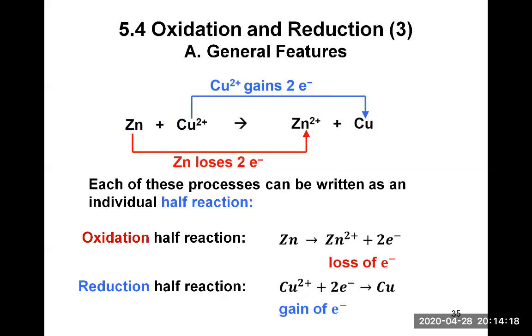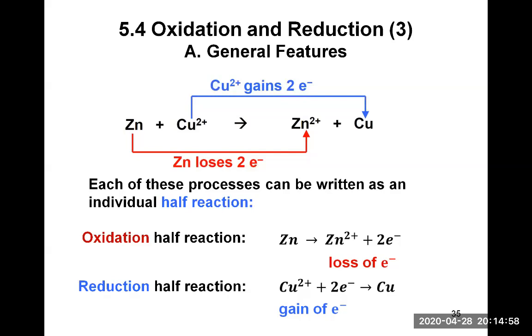The reduction half reaction is for Cu2+. Cu2+ will gain 2 electrons. So you have to add those 2 electrons on the left side, because then they will be grabbed by the copper ion to become the copper metal. Cu as a metal is a solid. We see that the two positive charges from the copper will be cancelled by the two negative charges from the two electrons. And that's why copper on the right side is also neutral.